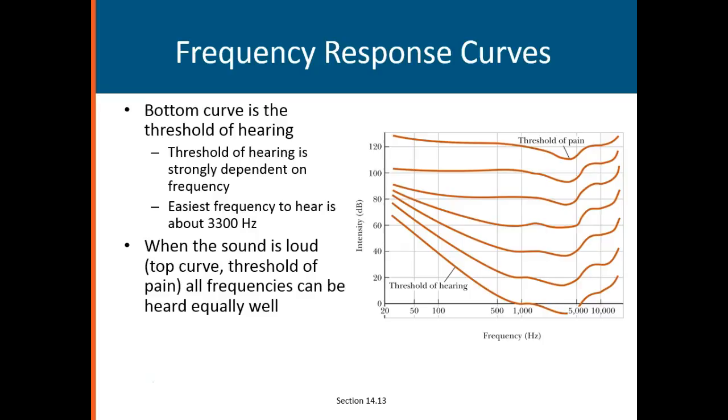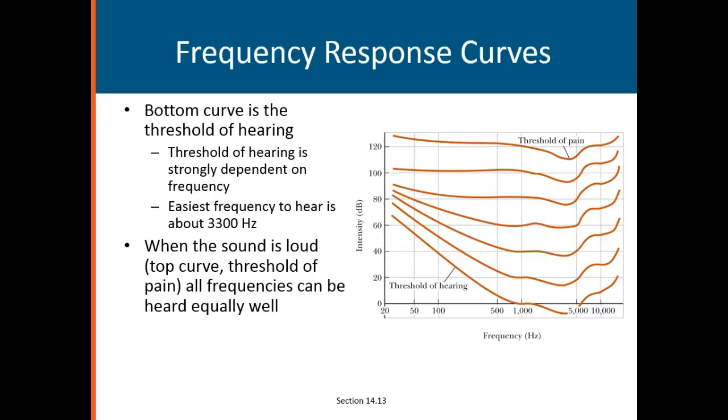Down here, this bottom curve here, they're sort of jumping a rabbit here. There seems to be a big disconnect between the previous slide and this slide. Bottom curve is the threshold of hearing. That's the faintest sound that we can hear, and it varies with frequency. Very low frequency, that faintest sound is pretty high intensity before we can hear it. As you go up in frequency, the faintest sound you can hear is much lower intensity.